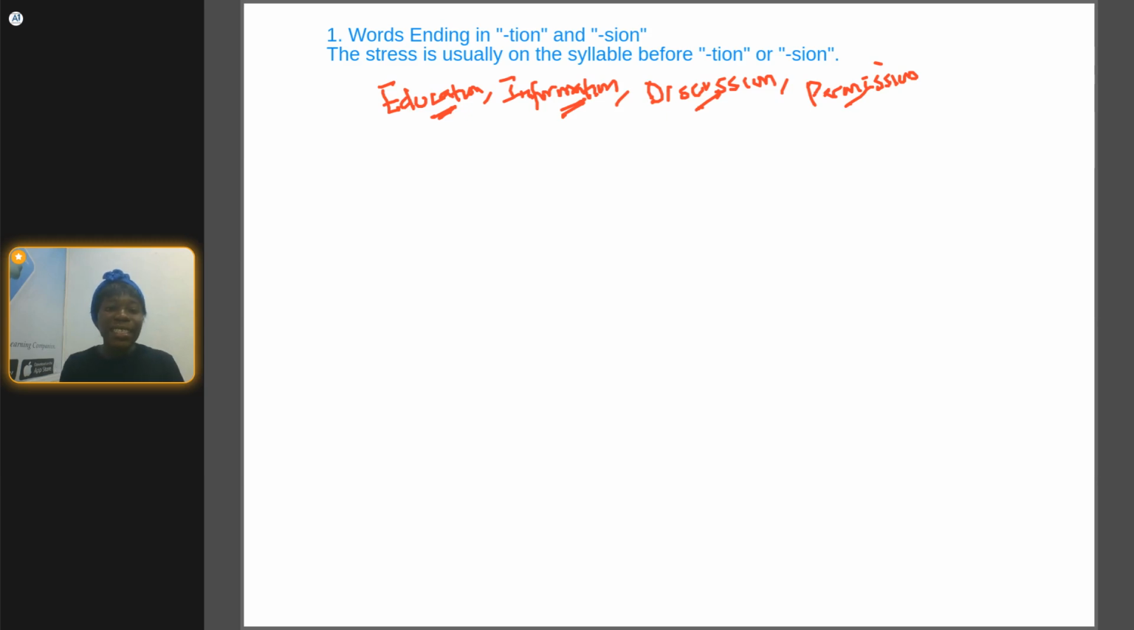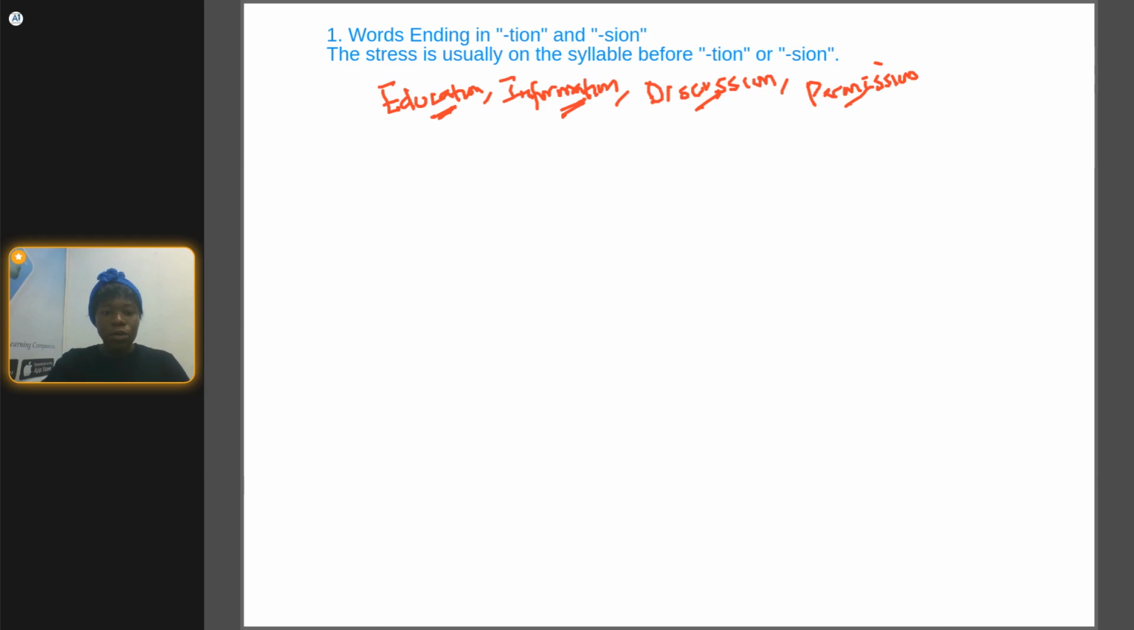So words ending in tion or sion, regardless of the number of syllables that they have, the syllable before the tion or the sion has to carry the stress. All right, that's rule number one.